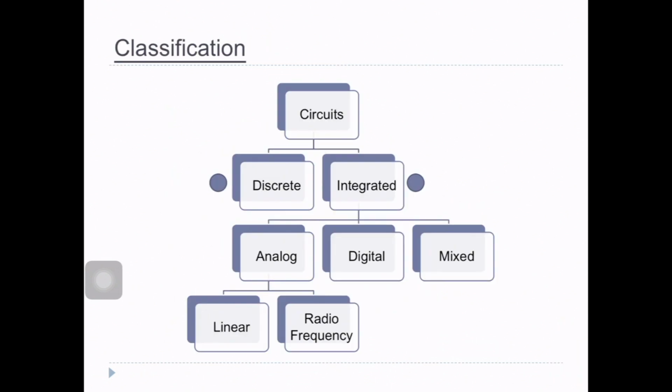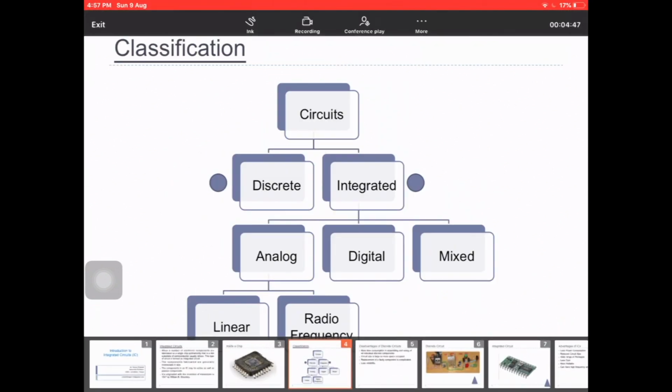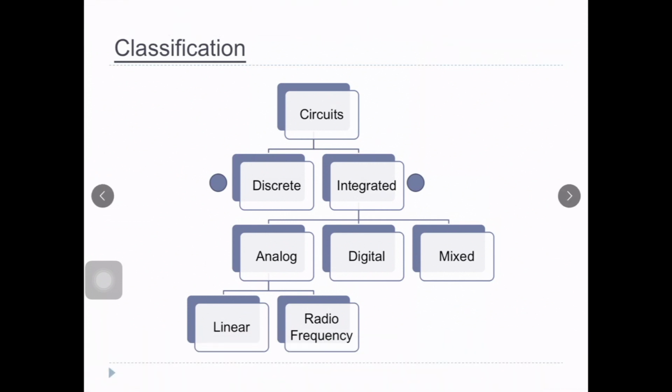Now the integrated circuit is further divided into three categories: analog circuit, digital circuit, and mixed circuit. What is an analog integrated circuit? It is when the circuit takes the analog signal as the input, and after processing, analog signals are available at the output. This is further divided into two categories: linear and radio frequency.